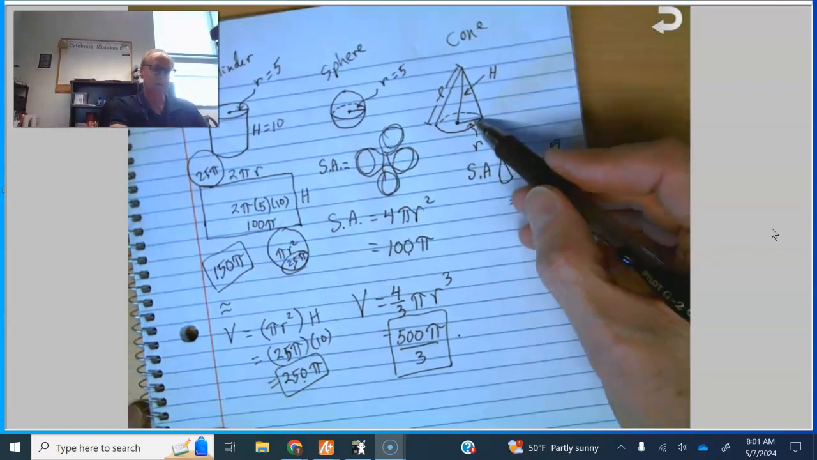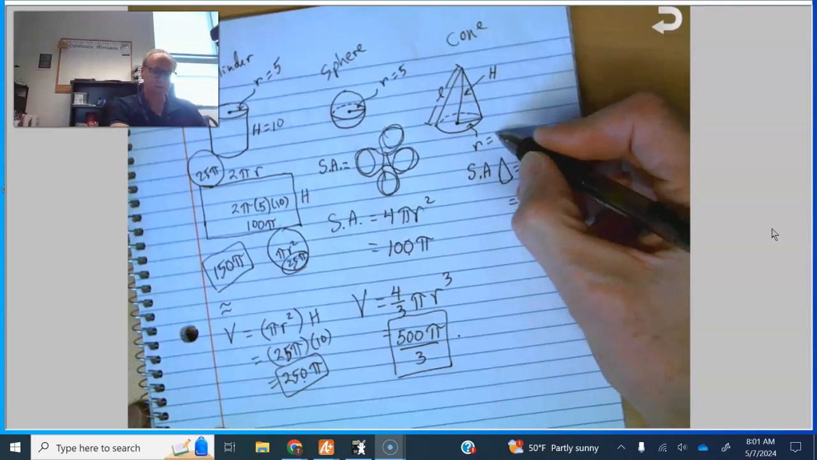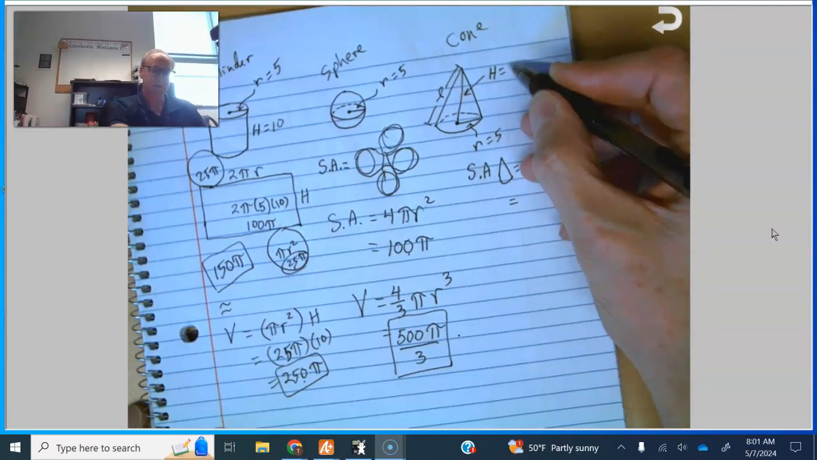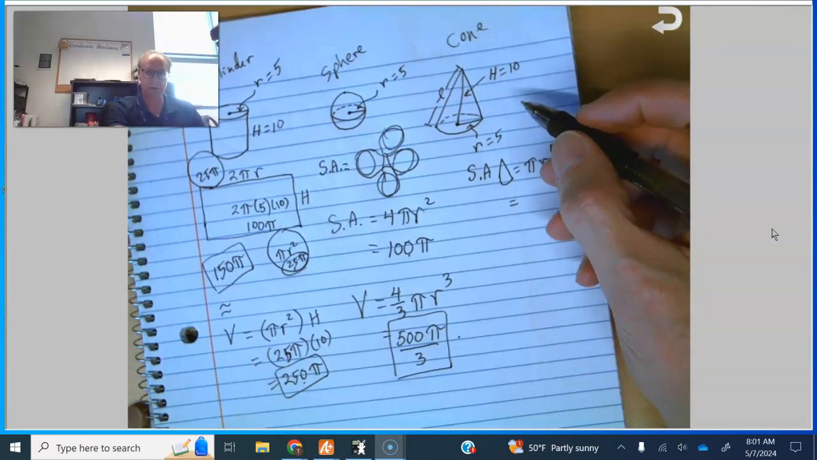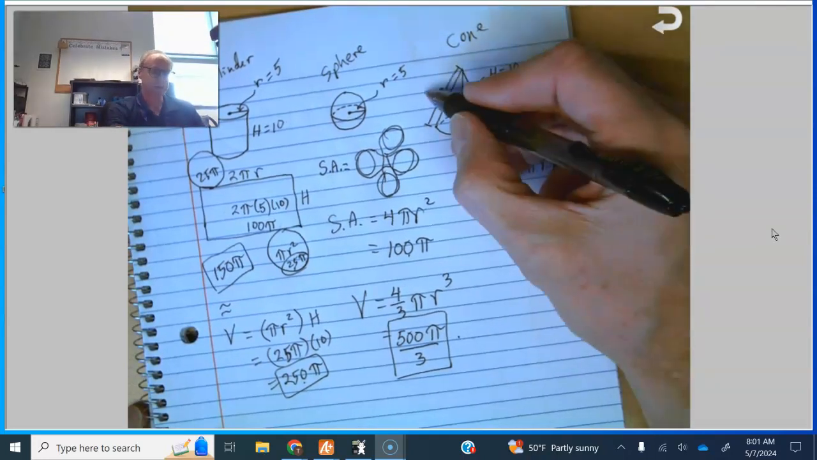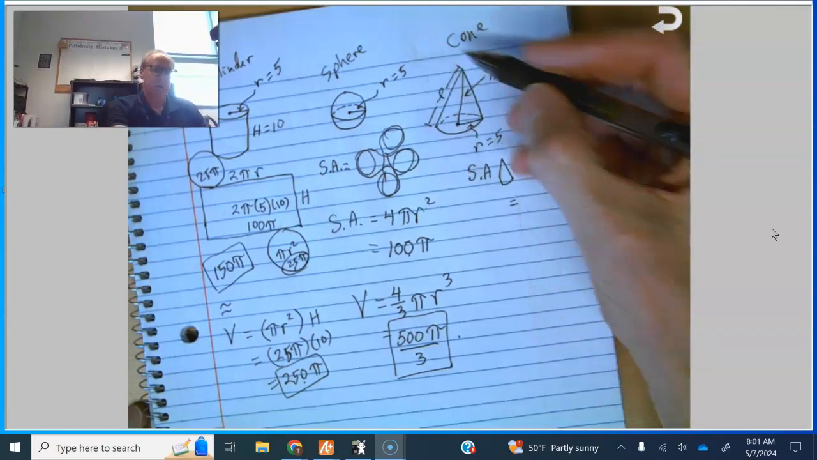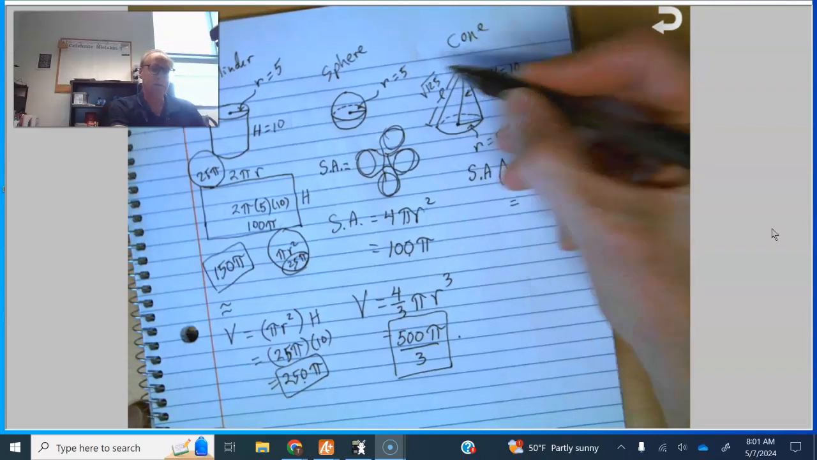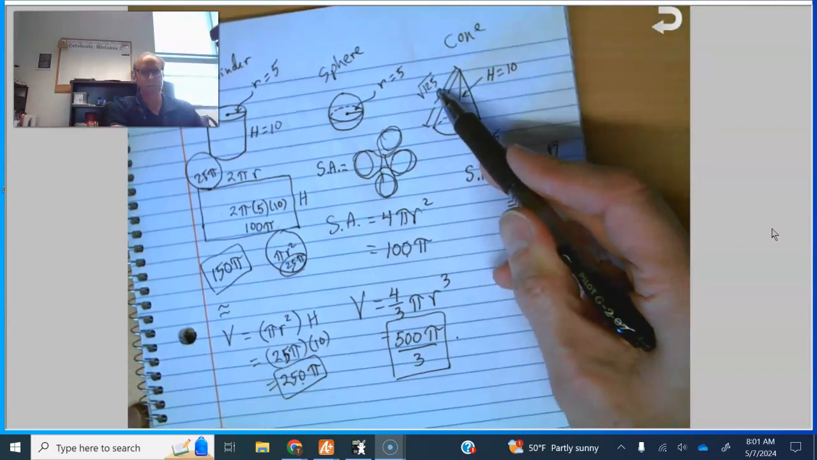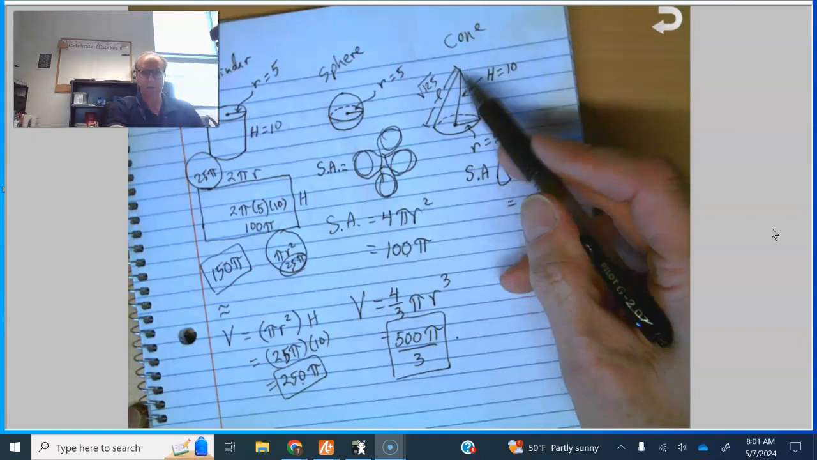My slant height for this one would be really tricky, especially if I leave this at 5 and this one at 10. Then my slant height is going to be the square root of 125, which reduces to 5 root 5. Anyway, this is the square root of 125, which is really close to between 11 and 12, a lot closer to 11. It's a little bigger than 11.